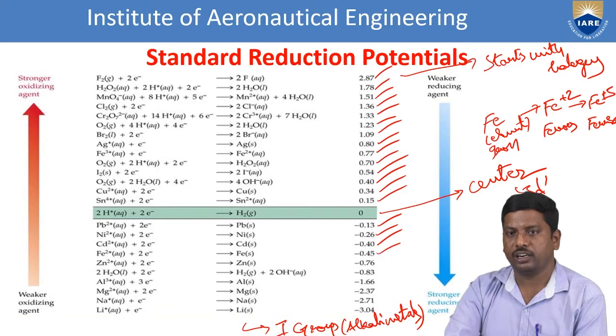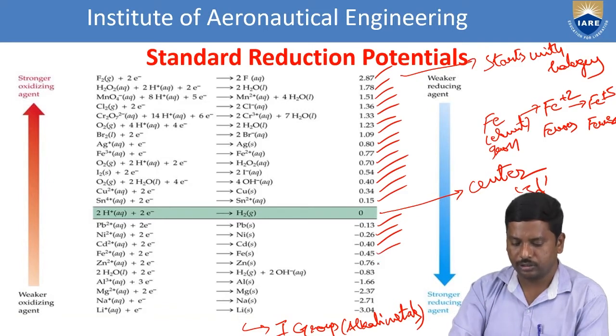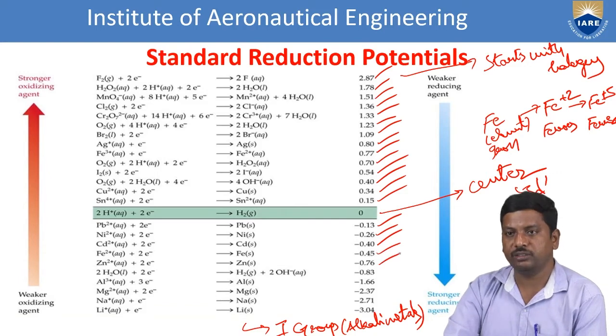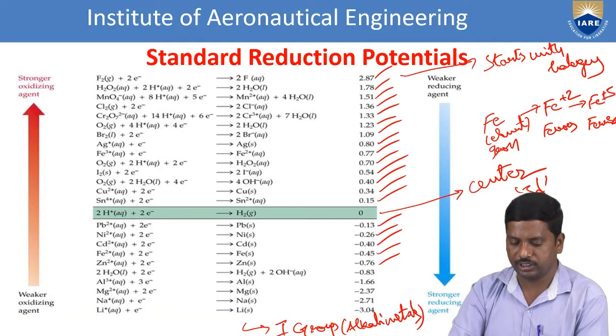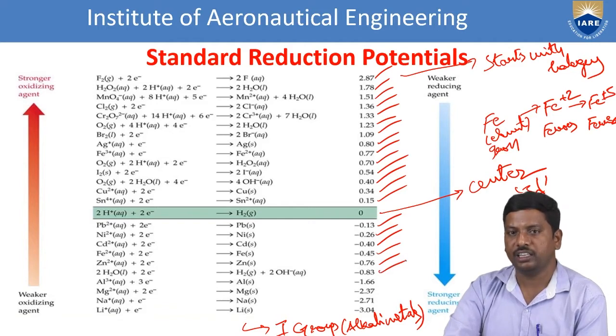And zinc undergoes reduction with 2 electrons to get zinc solid. So the couple potential of zinc is minus 0.76 volts. It is also one of the 3d group elements, nothing but the first transition series, d block elements. And 2 moles of liquid water in the physical media get reduced with 2 electrons to get hydrogen with 2 hydroxide ions, and the potential is minus 0.83 volts.